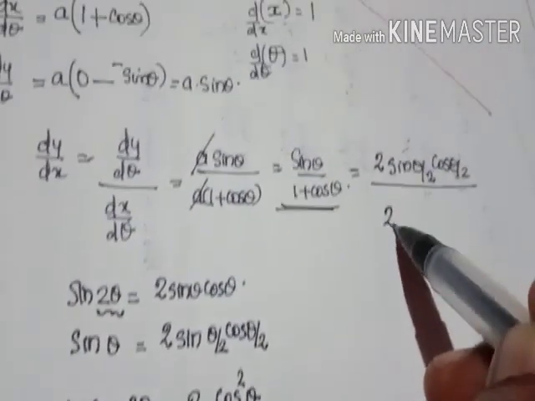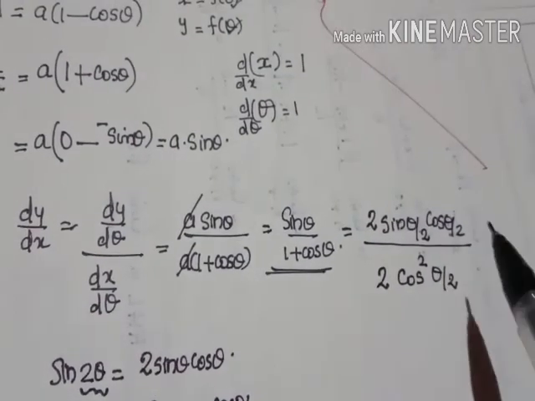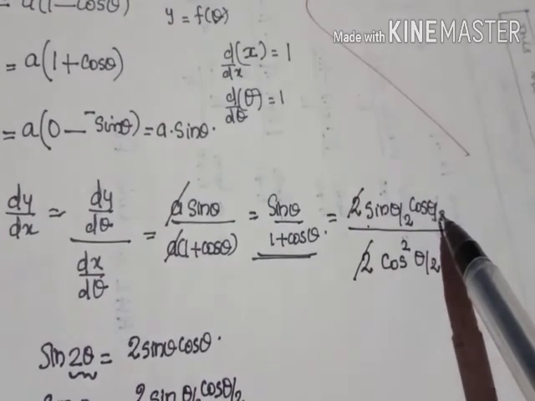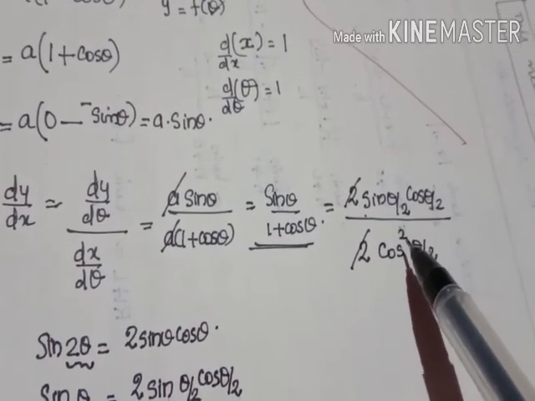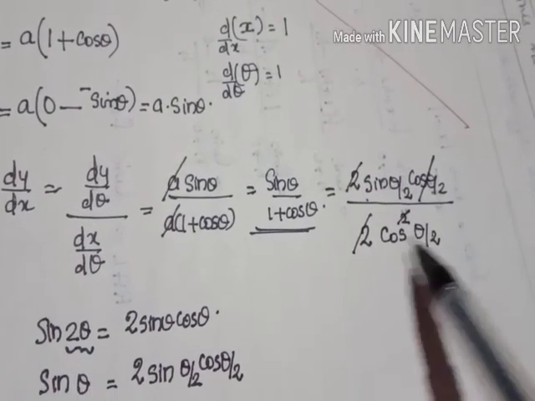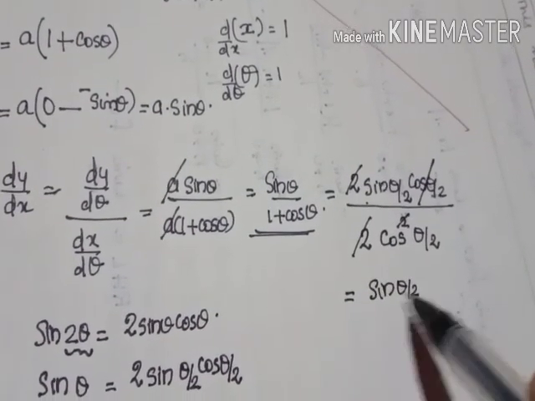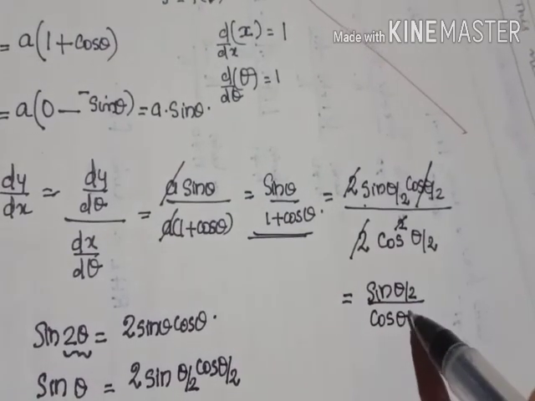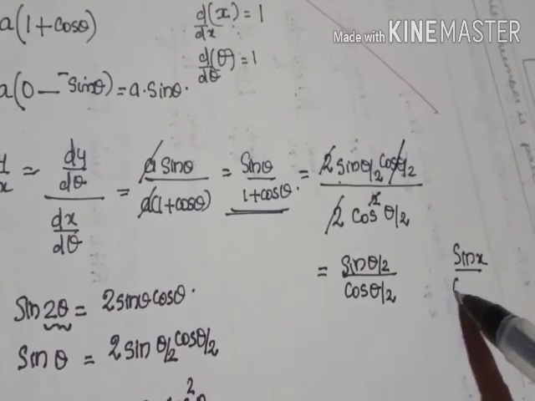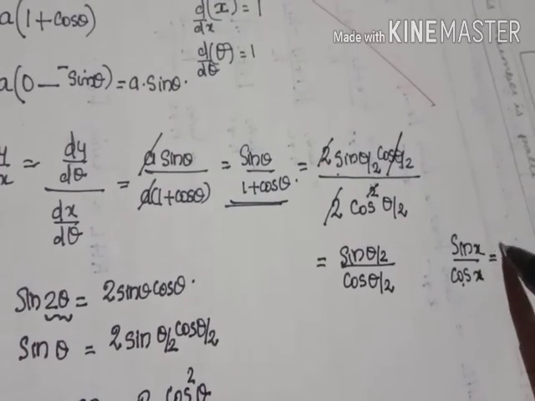So this becomes 2 into cos square theta by 2. Here we can cancel 2 and 2. Here cos theta by 2 in the numerator and in the denominator cos square theta by 2. So we can cancel one of the cos theta by 2 from the denominator. Remaining is sin theta by 2 by cos theta by 2. See here, sin x by cos x. If the angle is same, then the sin by cos ratio becomes tan.